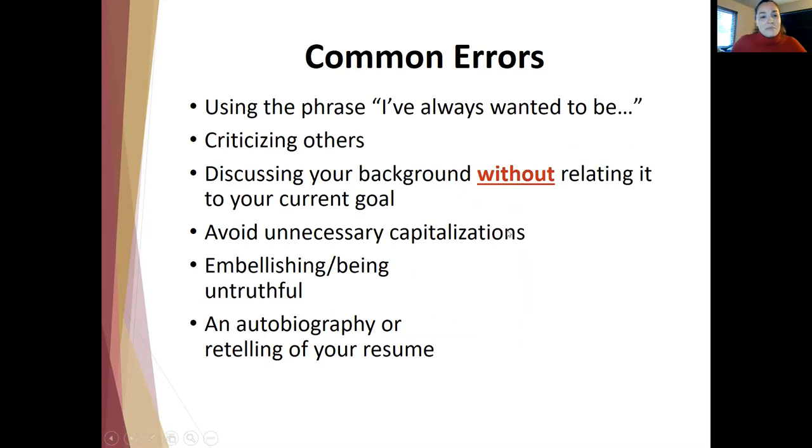The common errors that I've heard Ms. Kakelis talk about, that she's seen, are things like, I've always wanted to be a speech language pathologist, I've always wanted to be an audiologist. Maybe, definitely maybe, but maybe not. And since the age of 5, right? That's a little bit cliche. Definitely not criticizing anyone else. I want to be a better SLP than my brother had. That's not good. And then definitely no embellishing or being untruthful.